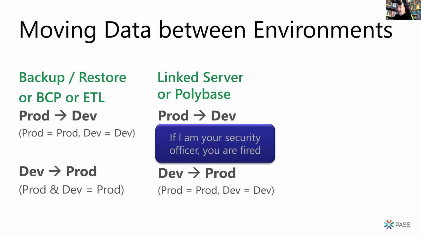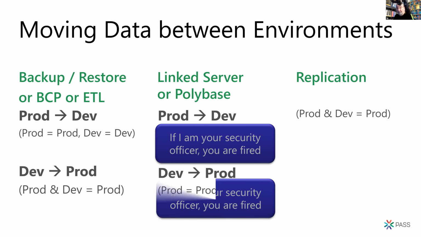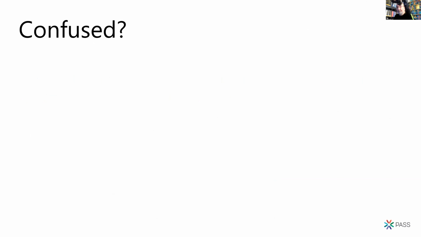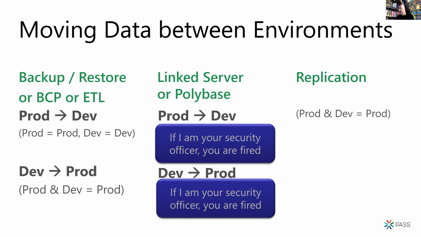If I'm your security officer and you're pushing data from production to dev with linked servers, you are fired. Yeah, so don't do that. Same with replication. If you replicate between prod and dev, it becomes production. Same if you move from dev to prod, don't have linked servers between the two environments. Just don't. Script it out, make it an insert statement, run it on the other side if you actually need to move some data. Yeah, so that's it.